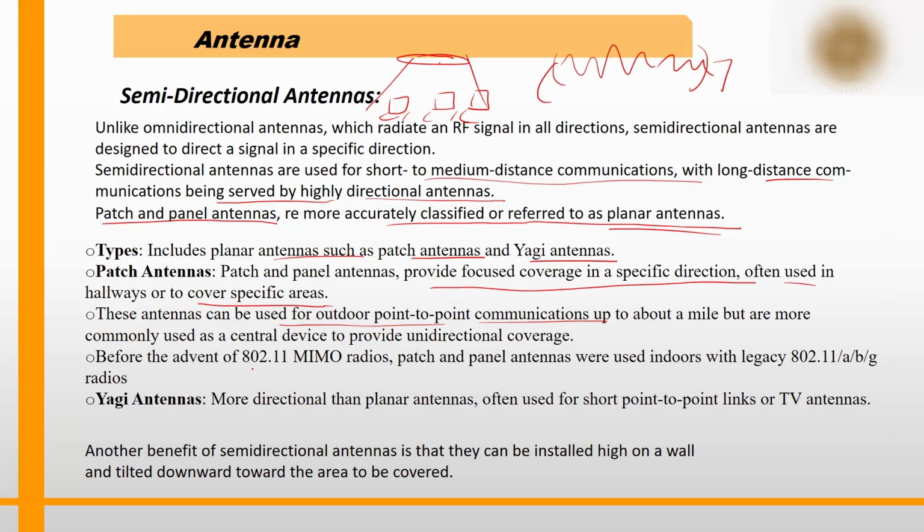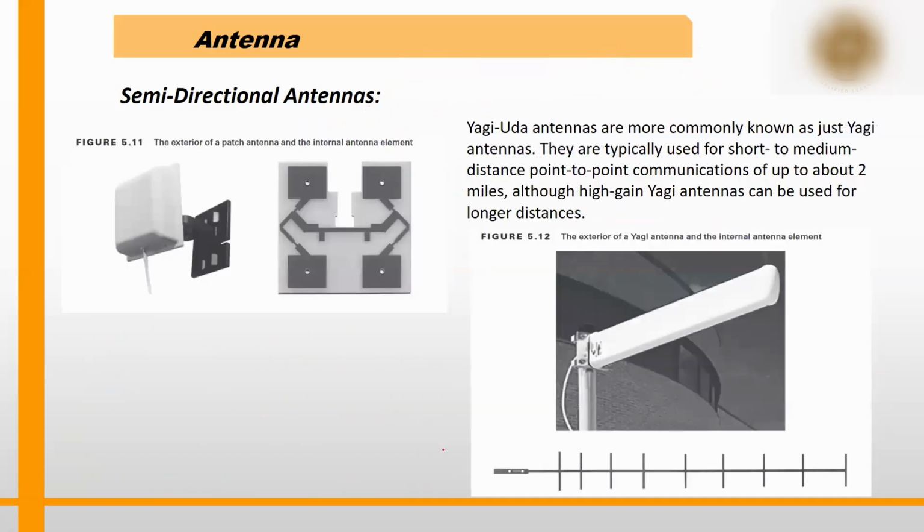Before the advent of 802.11 MIMO radios, patch and panel antennas were used indoors with the legacy 802.11 a/b/g radios. Yagi antennas, more directional than planar, are often used for short point-to-point links or TV antennas. Another benefit of semi-directional antennas is that they can be installed high on a wall and tilted downwards toward the area to be covered. So this is the one that we use in our offices.